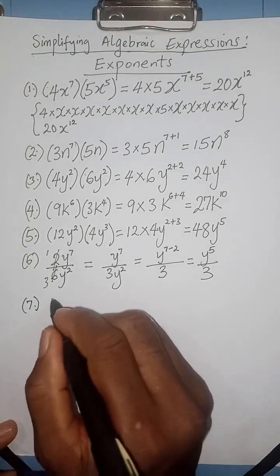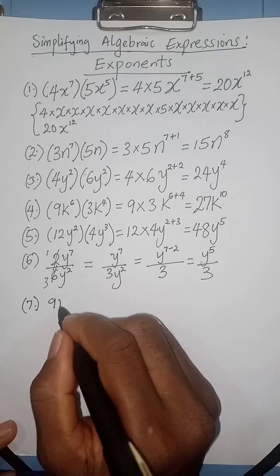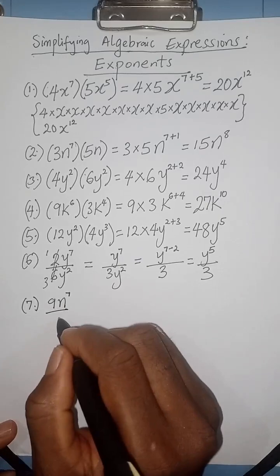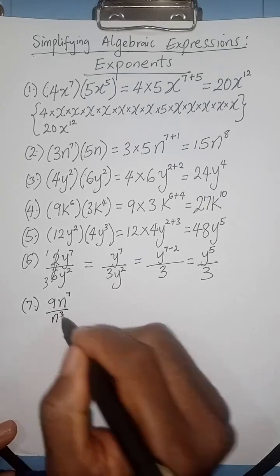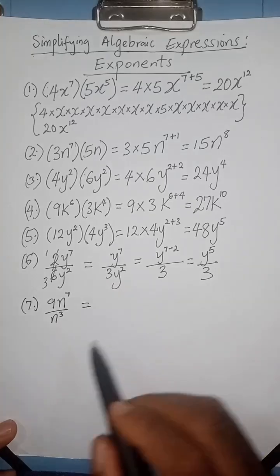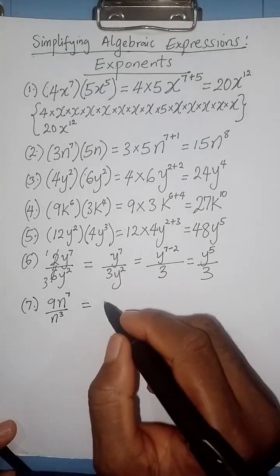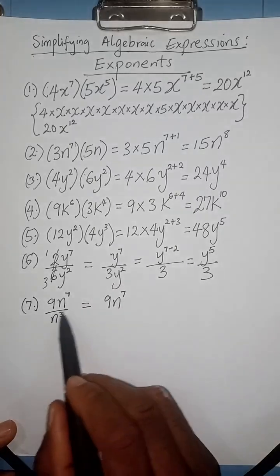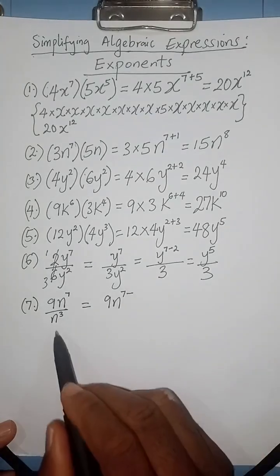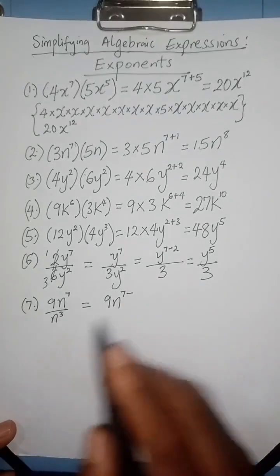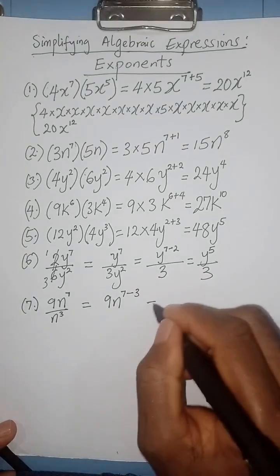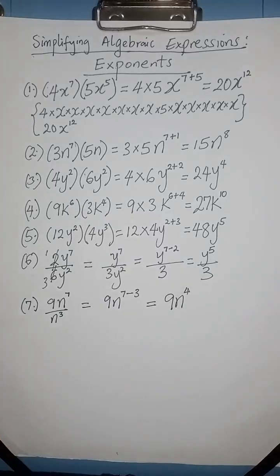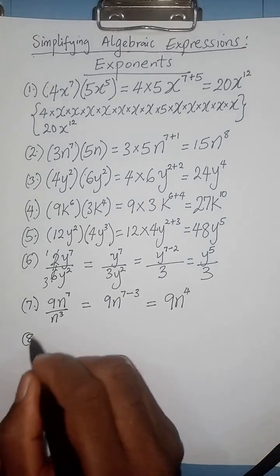Now let's try out number 7. Number 7 is 9n raised to power 7 over n raised to power 3. Now, there's no coefficient here, so the 9 will be retained. Then n raised to power 7. Division means minus. Remember, the letters are the same, n, so minus 3. And this will give you 9n raised to power 4. Very easy.